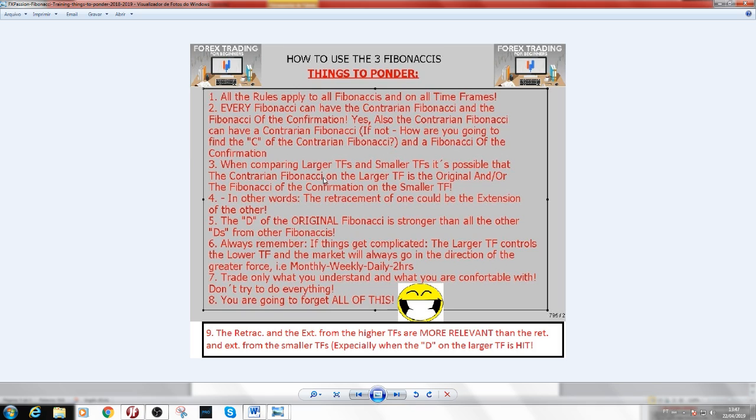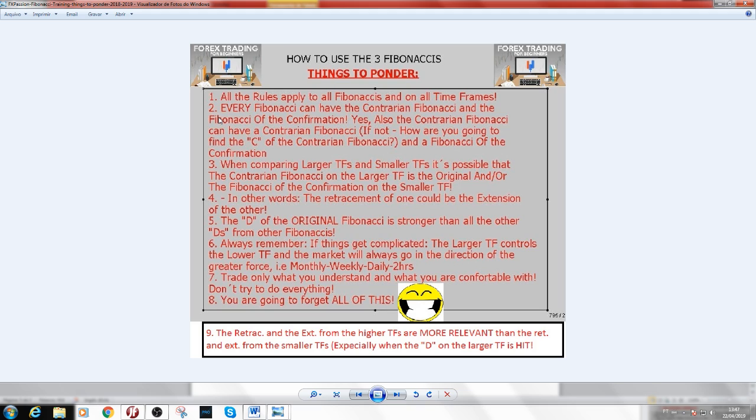Number 1, all the rules apply to all Fibonacci's and on all time frames. So we are going to use the same rules in an uptrend or in a downtrend. Same rules for trading the original Fibonacci, same rules for trading the confirmation Fibonacci, and the same rules for trading the contrarian Fibonacci.